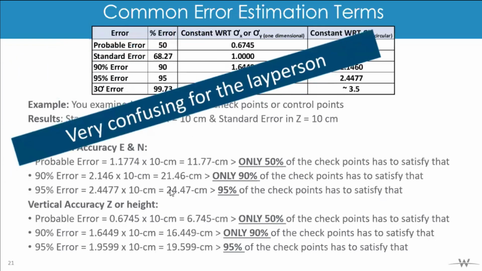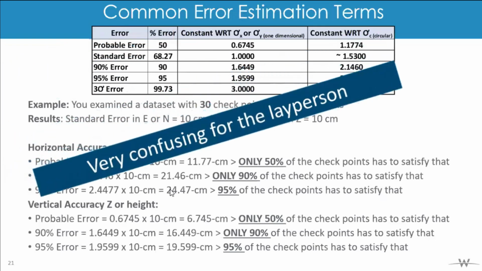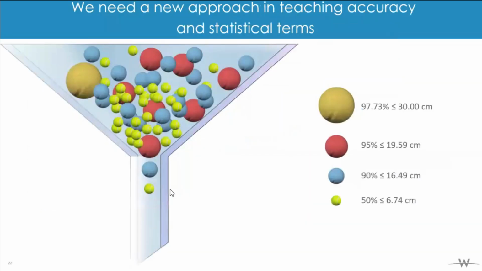But this is very confusing for the layperson. Like I said, people get intimidated when they deal with statistics and you expose them to this. And that's very dangerous in our business, for a technician who doesn't understand those, for example, or a project manager, for example. So what do we do? We need a new approach in teaching accuracy and statistics.